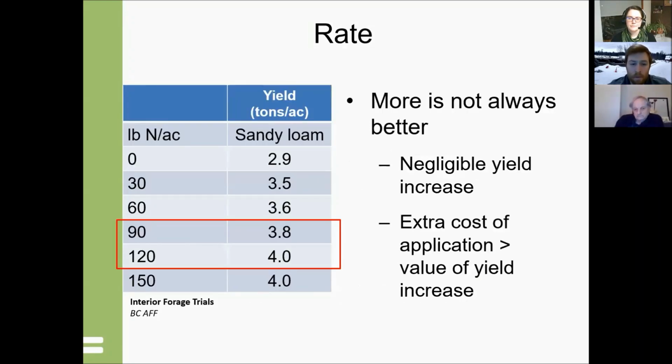So an important thing to remember about nitrogen rates, and really rates of any nutrients, is that more is not always better, because sometimes the increase of yield is small and you get less yield for the cost that you spend on fertilizer. So if we look at this 90 pound per acre of nitrogen versus 120, there's only about 0.2 of a ton difference. So if it was worth about $10 to increase that yield, but you spent $100 on fertilizer, I don't think a lot of people would think that's worth it.